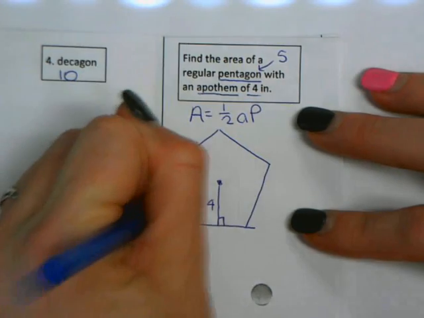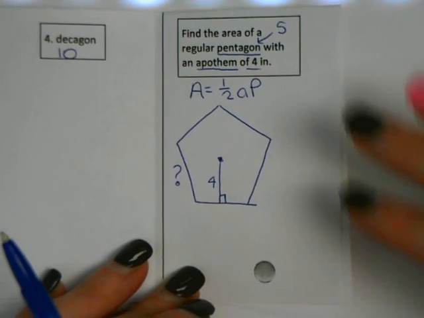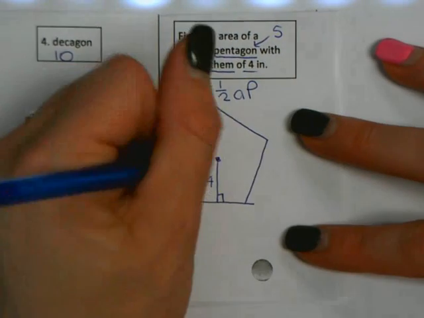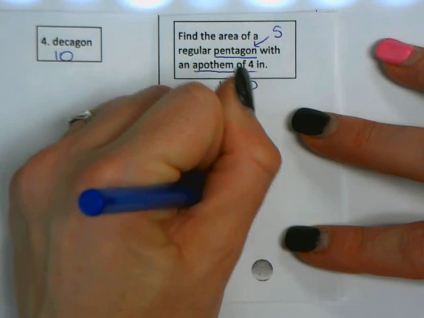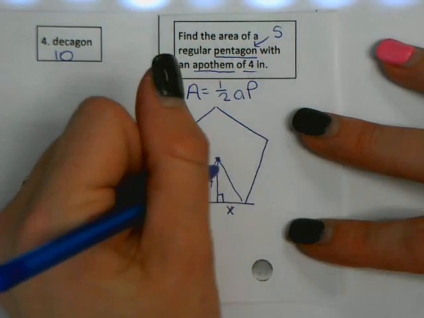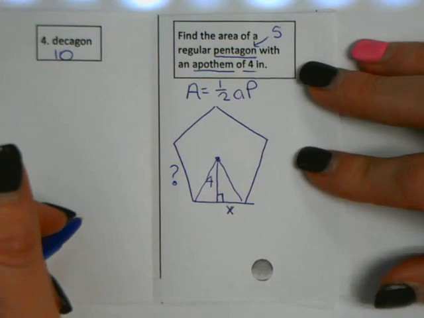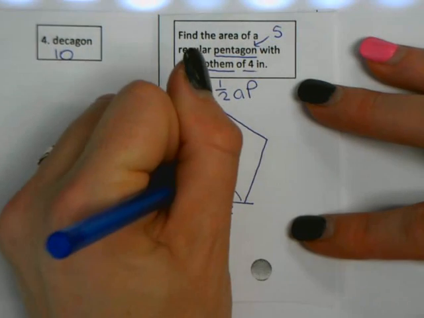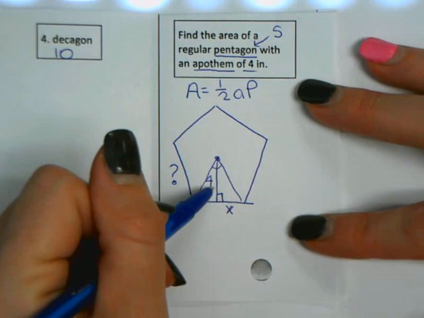Put in my apothem, and here it is. I don't know my side length, so that's going to be a problem. So we need to use that idea of the central angle and the triangle that was formed. That way we can find the side length. So now those trig functions are going to come back and get you.